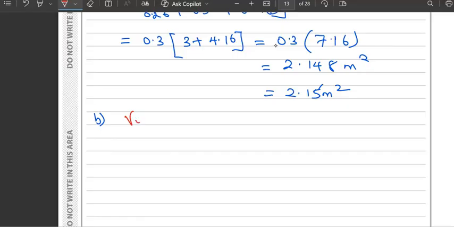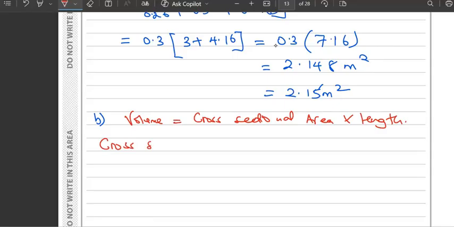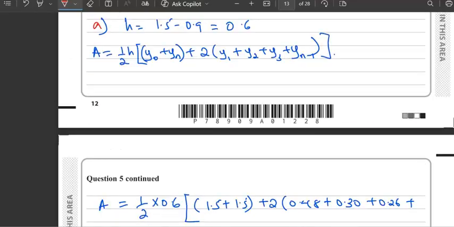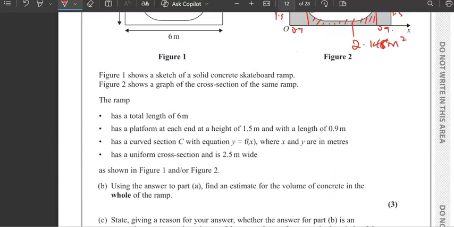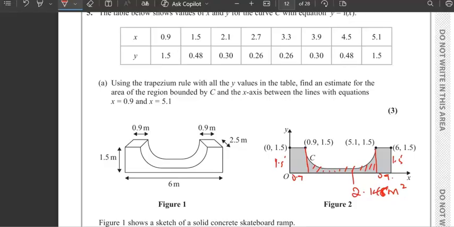first we know that volume is simply equals to cross sectional area multiplied by length, and the cross-sectional area in this case. So let's start with getting the cross-sectional area. Already the area under C, we've determined by trapezium rule. That is what we are given up here.